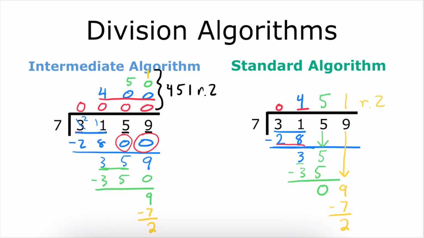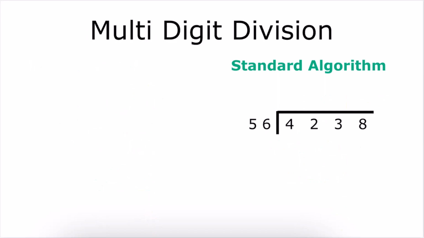But as with all of our lessons we've done so far, I would highly recommend teaching the intermediate algorithm first and then moving on to the standard algorithm as a shortcut for writing out the intermediate algorithm. Because the intermediate one really shows kids what's happening and why it's happening. And then the standard algorithm can just make it faster for them to write the process out.